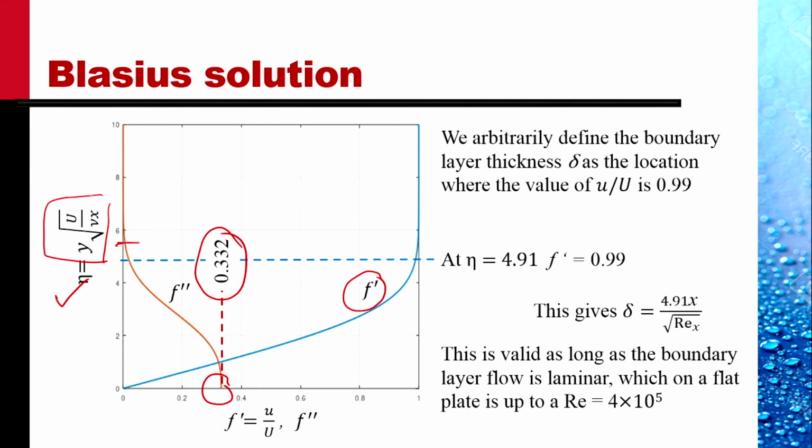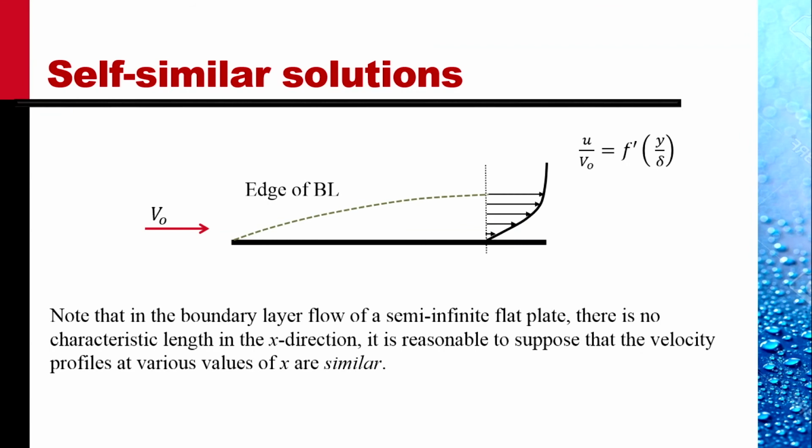Where have we made the assumption that the flow is laminar? The assumption is when we wrote the viscous forces by Newton's law of viscosity, mu times the velocity gradient, which is valid only for laminar flows. Note that in the boundary layer flow on a semi-infinite flat plate, there is no characteristic length in the x direction.